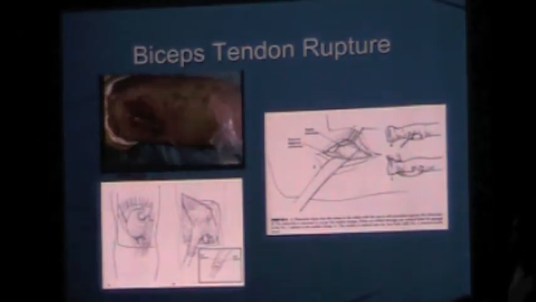This is basically what a tendon rupture looks like and how we fix it. This is the tendon rupture here. This is actually some sutures running through it. This is actually running it back down to the tuberosity here.